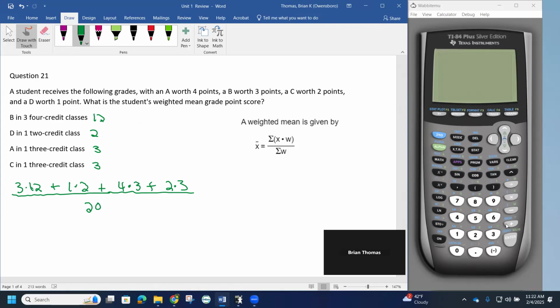So if I do that math, I'm going to just do the top to start with. So we have 3 times 12, plus 1 times 2. I shouldn't have to type that in. Plus 4 times 3 is 12. Plus 2 times 3 is 6. So that's going to give me 56 in the numerator. I probably could have done that without a calculator. And we're going to divide that by 20. And that's going to give us our GPA. So if we divide that by 20, our GPA would be 2.8.